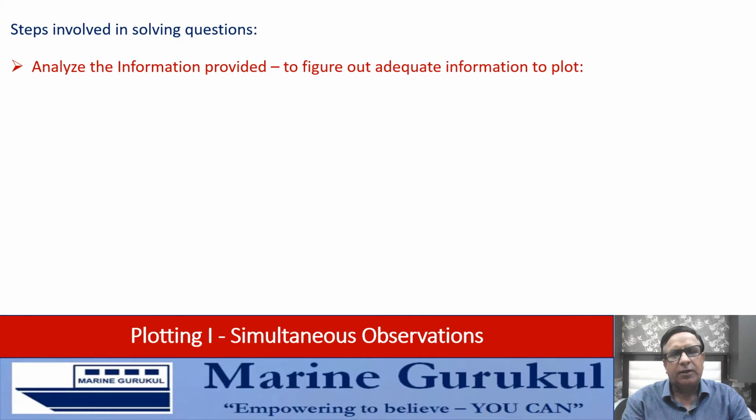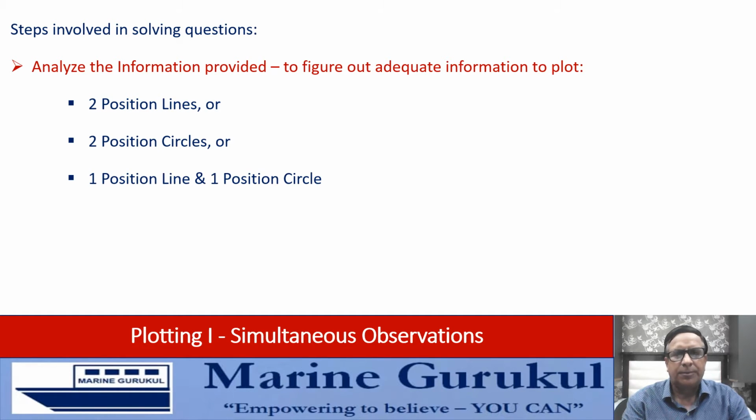First, we'll have to analyze the information that is provided to us to figure out adequate information so that we can get to know whether it is giving us two position lines or is it going to give us two position circles, or else maybe one position line and one position circle. Needless to say, as the title of the video suggests, both the observations have to be for the same time, that is simultaneous observations.